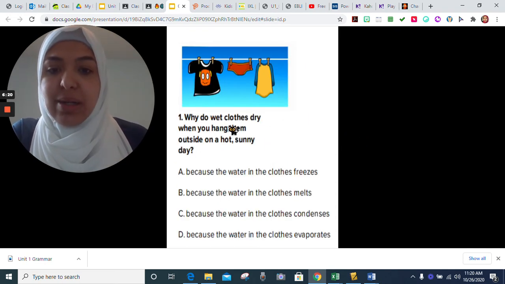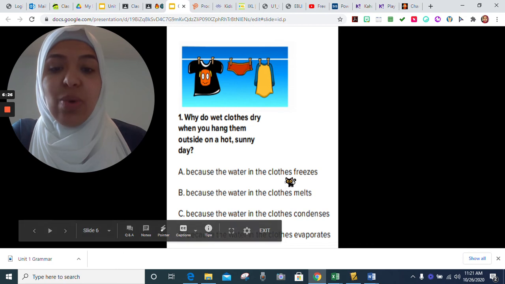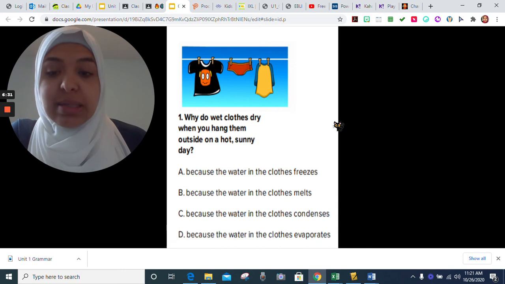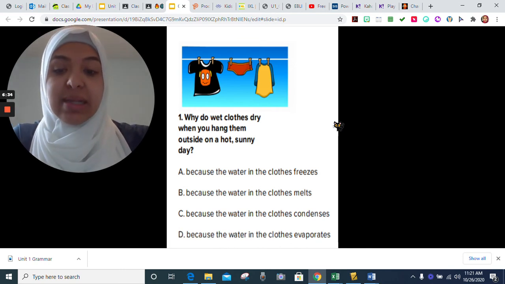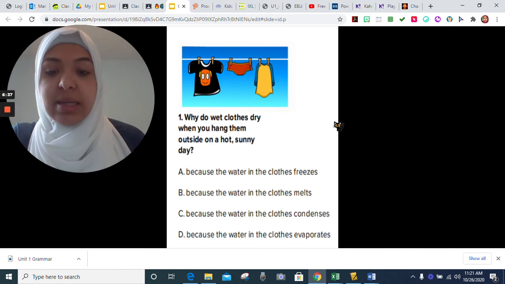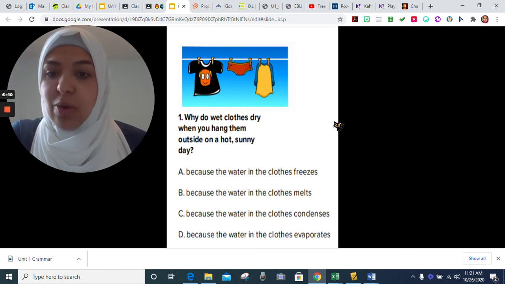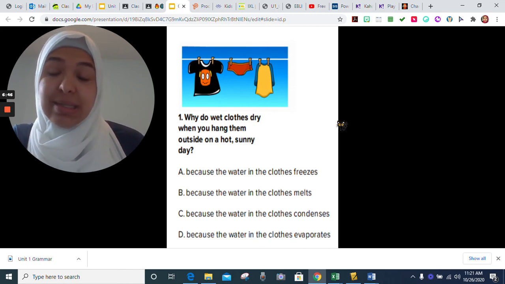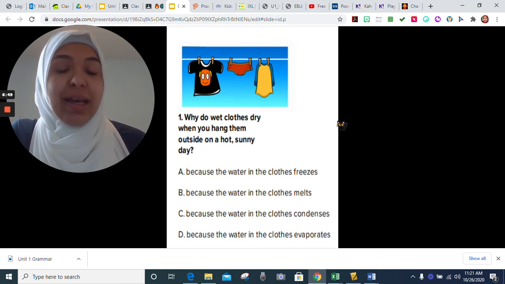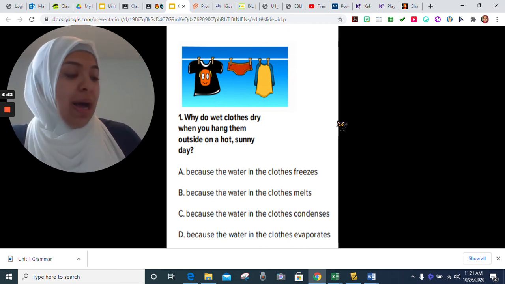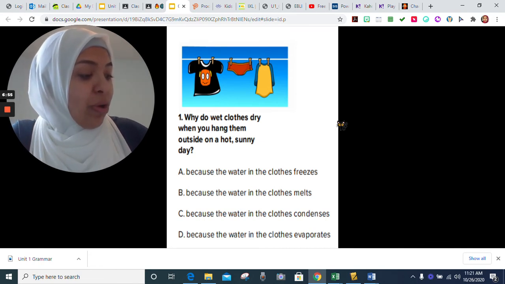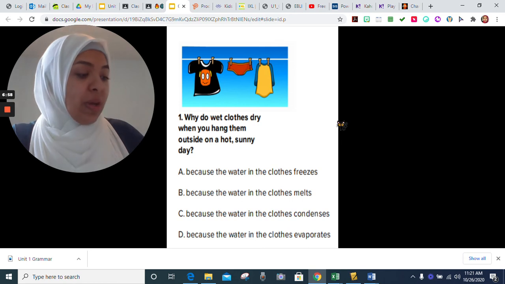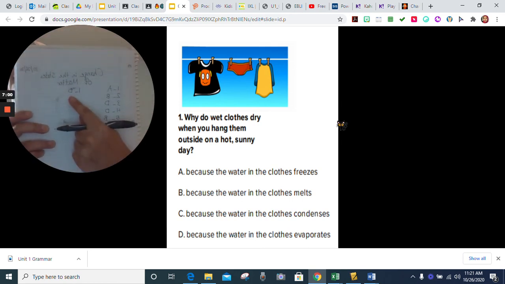Again, why do wet clothes dry when you hang them outside on a hot sunny day? A, because the water in the clothes freezes. B, because the water in the clothes melts. C, because the water in the clothes condenses. D, because the water in the clothes evaporates. Why do you think so? The answer is D. You are correct, because the sun is too hot, so the water will evaporate. So go ahead and write again on the other side of your notebook, write 1-D. Just like this. On the other side, start a new column.